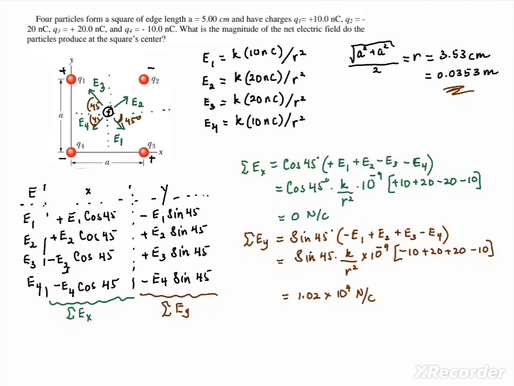So the question is asking for the magnitude. So we have an x component, we have a y component. So to find the magnitude of the net, we have Ex squared plus Ey squared, and then we take the square root. Since Ex is 0, what we end up with is just the Ey value.